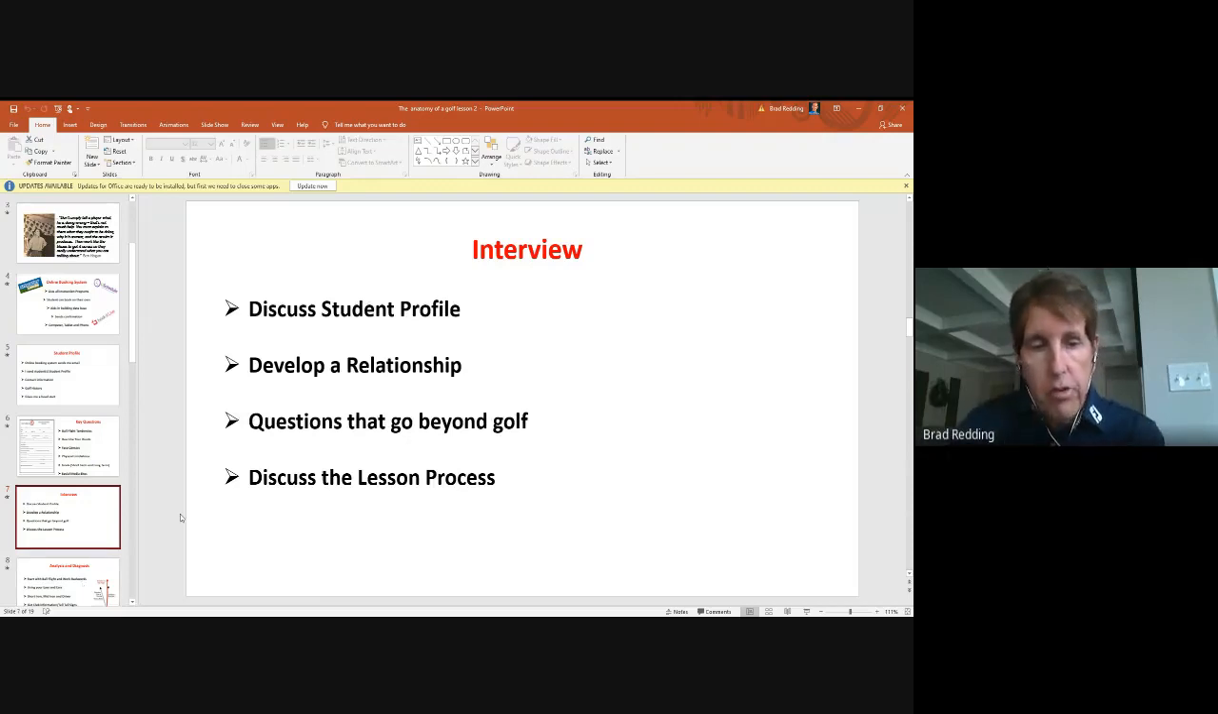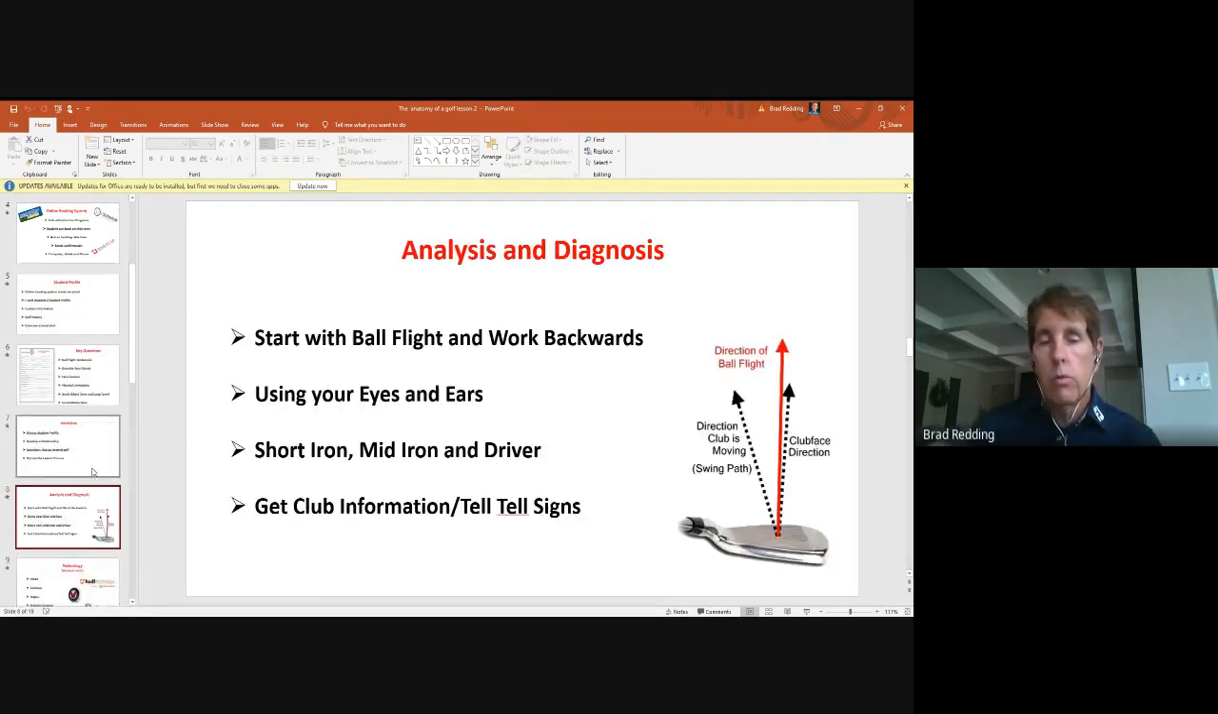And then, of course, I'm going to discuss with them the lesson process, what actually happens in the lesson as far as what we do. I work all my lessons this way: I'm going to do an analysis and then diagnosis. I always start with ball flight and work backwards. When someone comes for a lesson, they're there to do one thing: make the golf ball do something better. Whether it be putting, chipping, bunker play, they want the golf ball to do something better. So I always start with ball flight and I work backwards. I find out what's going on at impact to cause that ball flight.